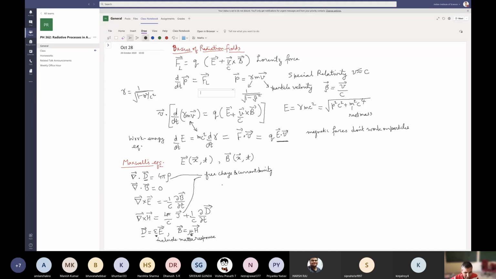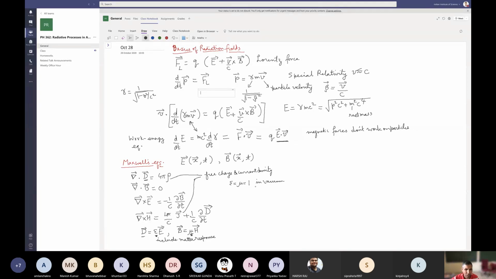In CGS units, epsilon and mu are actually 1. This is why there is no 4 pi epsilon naught or mu naught by 4 pi hanging around. So it's nice: CGS units are better in terms of the equations being less messy. So epsilon equals mu equals 1 in vacuum.